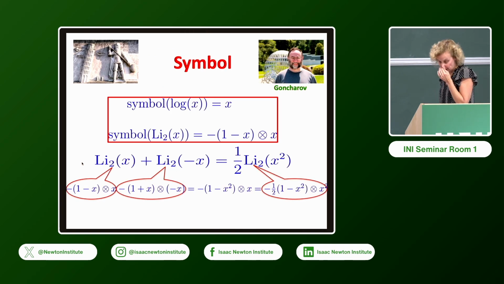So what's a symbol? The best thing to do is just to give you an example. Now I'm defining a symbol of a polylog function. If you've seen it, great. If you haven't, hopefully maybe you can learn. So define it as follows by example. Take a function log x. The symbol of this function is x. Postulate. Take a function Li2. The symbol of this Li2 function is -(1-x) tensor x.